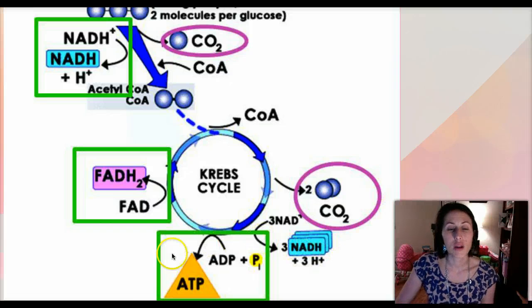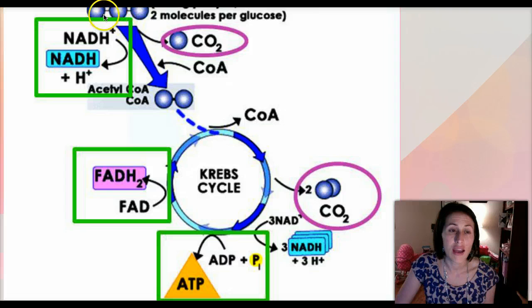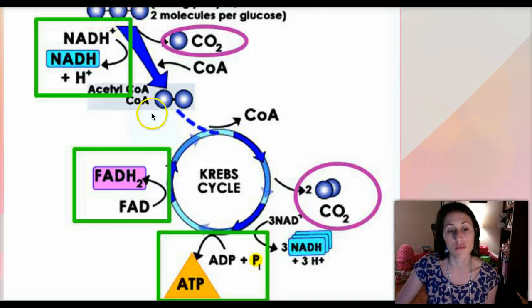But we have made a little bit of ATP and we've made a ton of these electron carriers, NADH and FADH2. And because that glucose molecule is broken in half, this whole process occurs 2 times for every 1 glucose molecule.